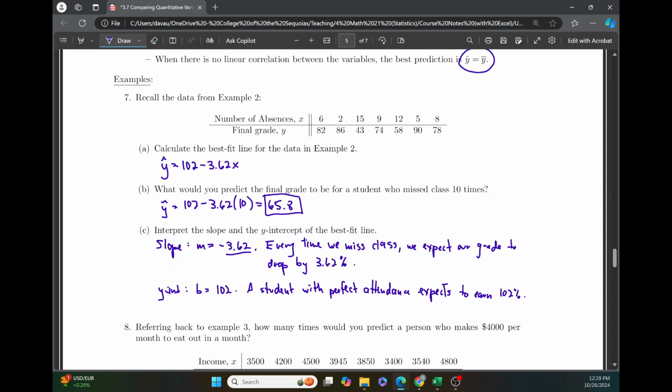Now, that value is actually not possible, right? You can't get more than 100% unless you have a teacher that offers a lot of extra credit, which would be, in my view, unethical. But that's another discussion for another time. But the reason that we're getting such a large value is because notice that in our data set, we didn't have any students who missed class 0 times. So 0 kind of falls outside the scope that our model is good for, if that makes sense. So sometimes this happens, and sometimes you can end up with a prediction that doesn't really make a ton of sense, like this one. Okay.